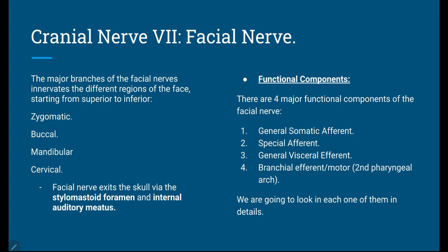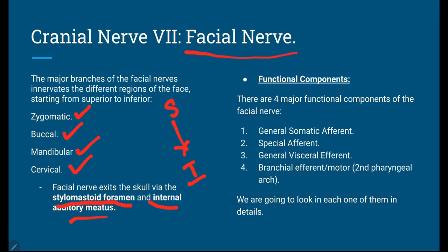Now we're going to move on to the next one, which is cranial nerve number 7, or the facial nerve. The major branches of the facial nerve innervate the different regions of the face, starting from superior and going to the inferior portion of the face, and that includes the zygomatic branch, buccal branch, mandibular, and cervical. The facial nerve exits the skull via the stylomastoid foramen and internal auditory meatus.